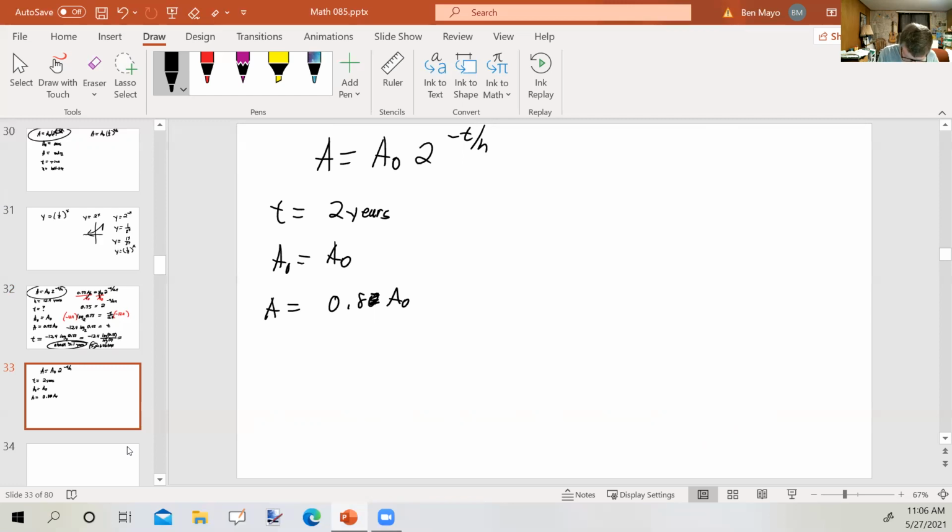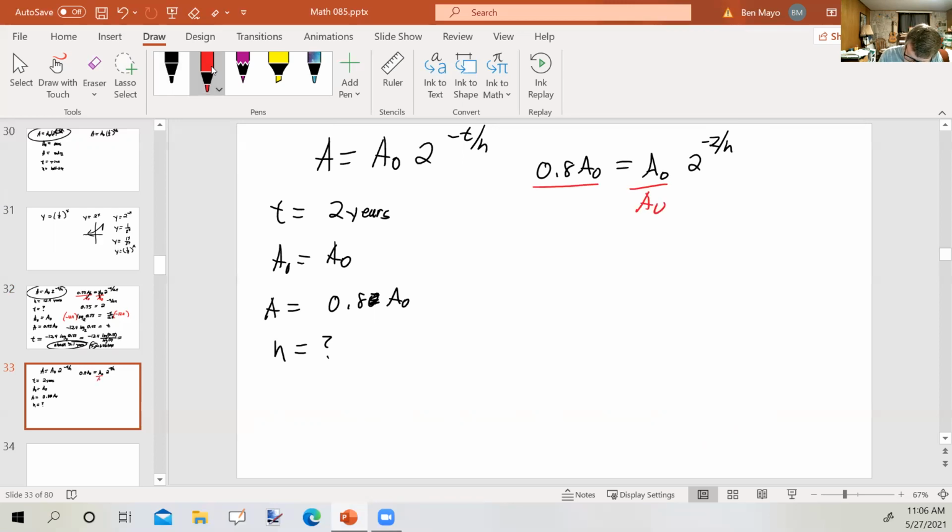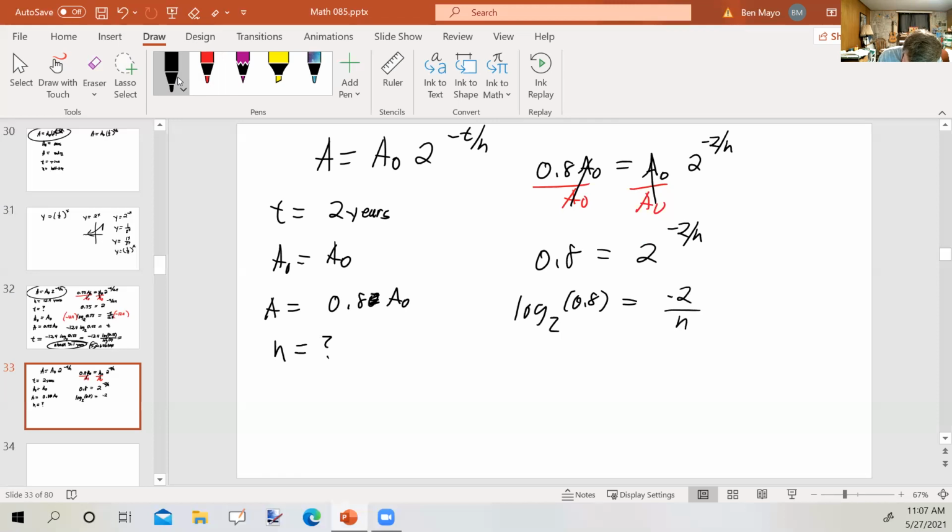We're supposed to find its half-life. So substituting in the place of A, 0.8 A sub 0 equals A sub 0 times 2 to the negative 2 divided by H power. Just like in the last problem, we need to get rid of the A sub 0 on both sides of the equation. So dividing it out, we get 0.8 equals 2 to the negative 2 over H power. Now it's in a form where we can change it to a logarithmic equation. Log base 2 of 0.8 equals negative 2 divided by H.